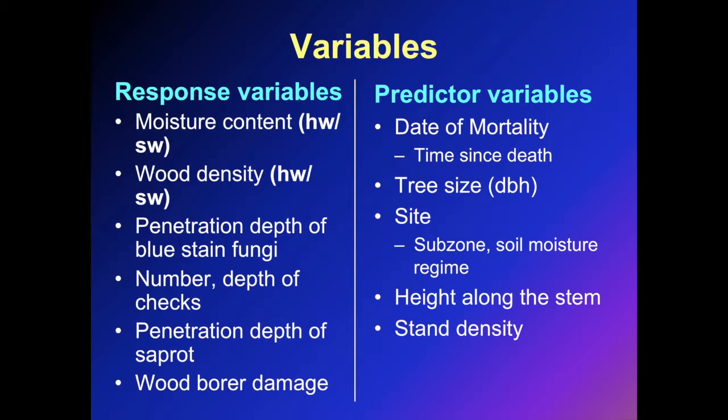The predictor variables that we looked at were the date of mortality, or years since death, the size of the tree, different kinds of site factors, the soil moisture regime, the subzone that the trees are in, the height along the stem. So we sampled at multiple places along the stem. We wanted to test the assumption: is the same thing happening at breast height level as up higher in the tree? And then also looking at factors to do with stand density. This was based on some information that we got from operators who were harvesting these trees who felt that in more open grown stands checking was worse. So we tested that assumption.